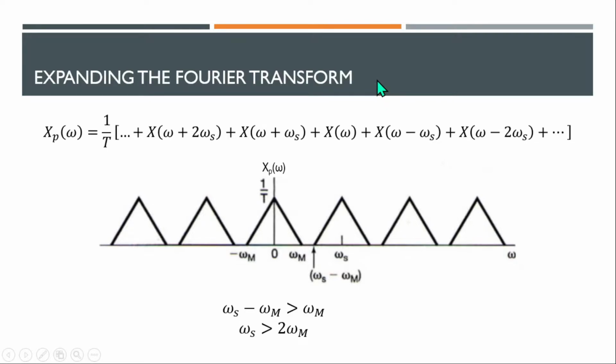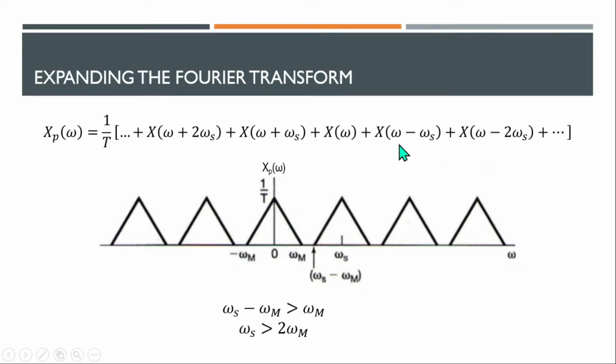Let us expand the Fourier transform X_p(ω) using n from negative 2 to positive 2 for simplification purposes. For n equals negative 2, the term is X(ω + 2ω_s). For n equals negative 1, the term is X(ω + ω_s). For n equals 0, the term is X(ω), which represents the spectrum of the original message signal.